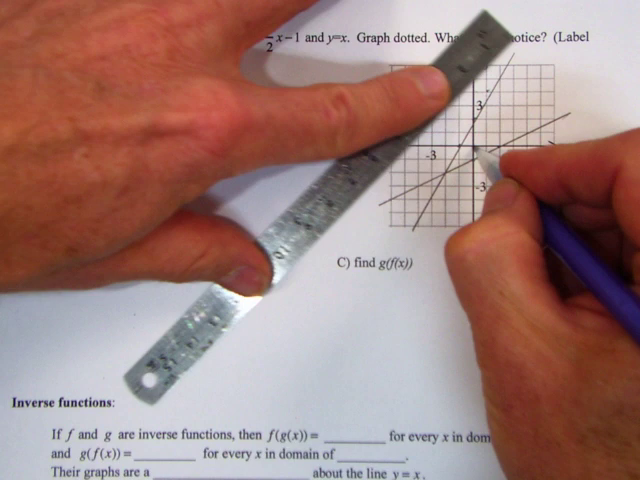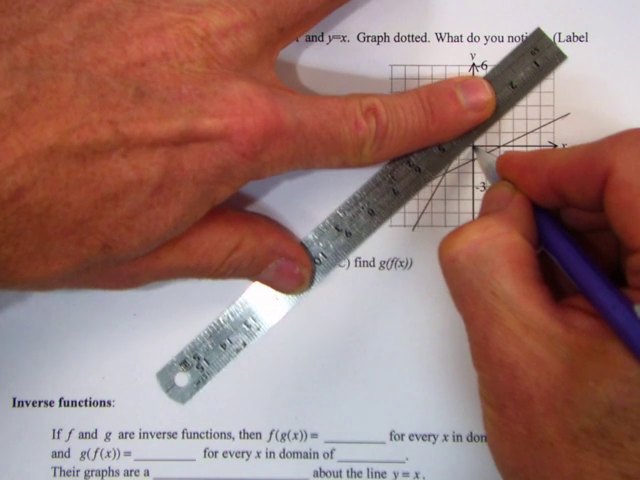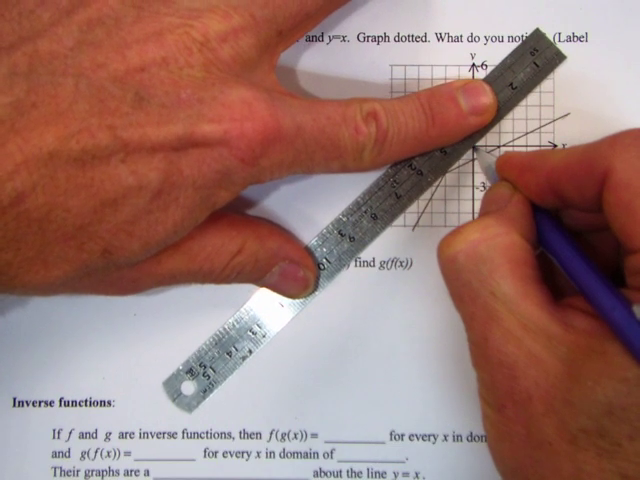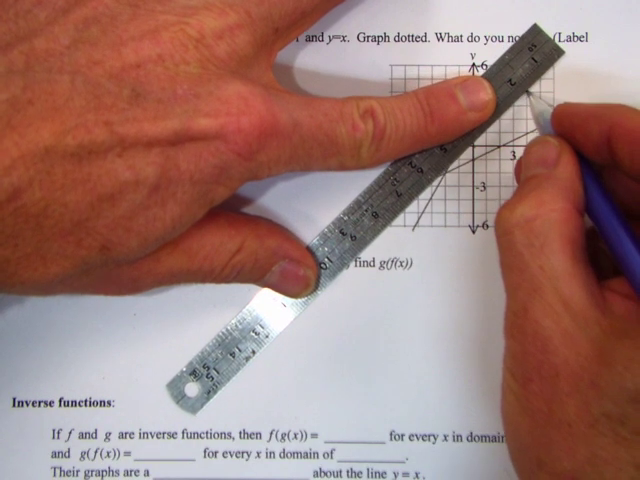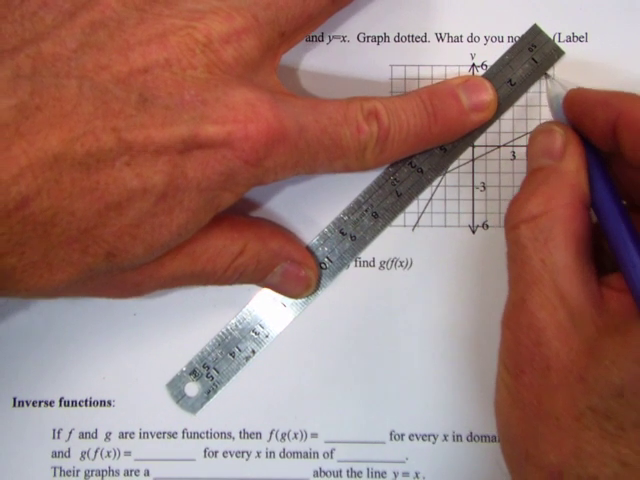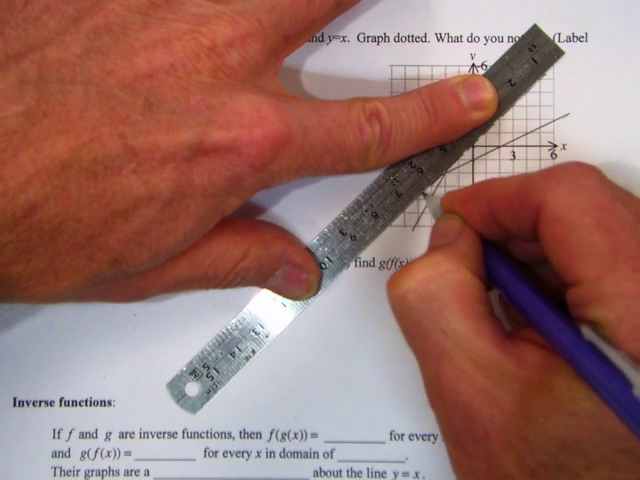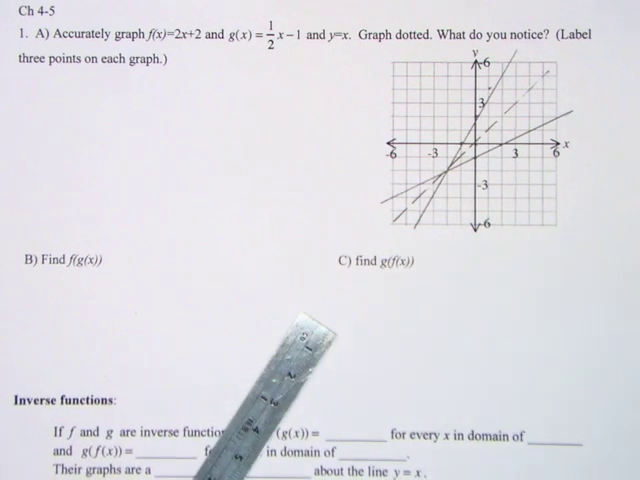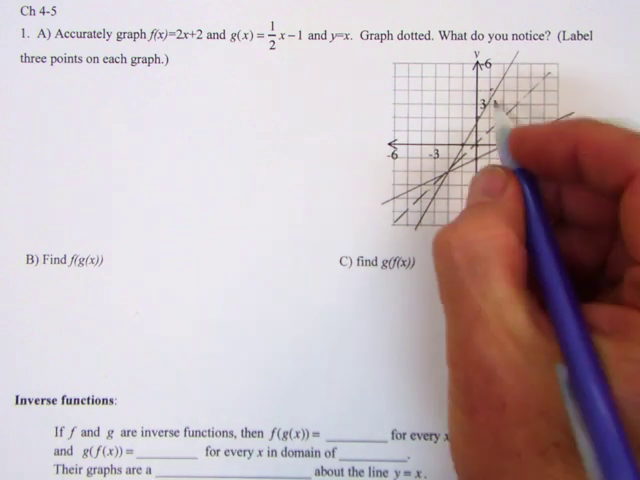Graph y equals x, dotted line through. It's looking like that. What do you notice? Label 3 points on each graph.